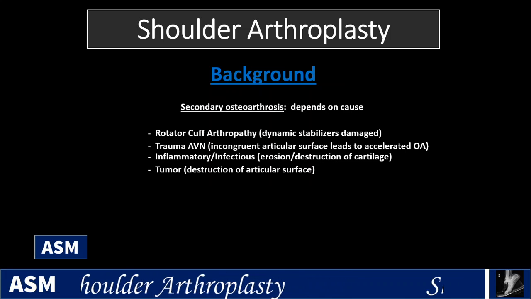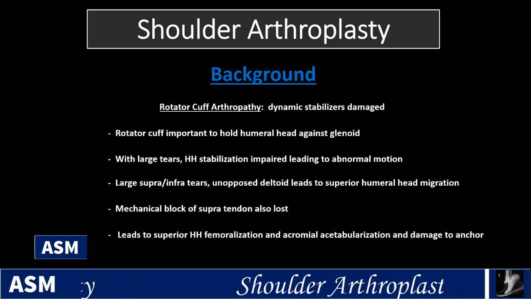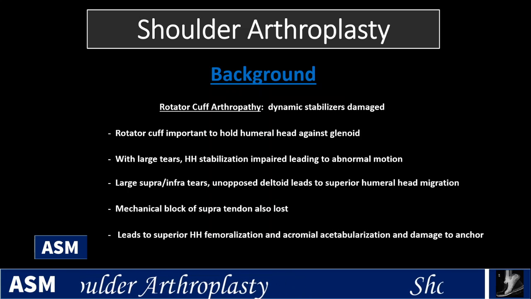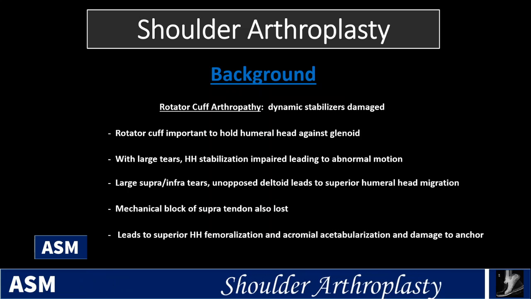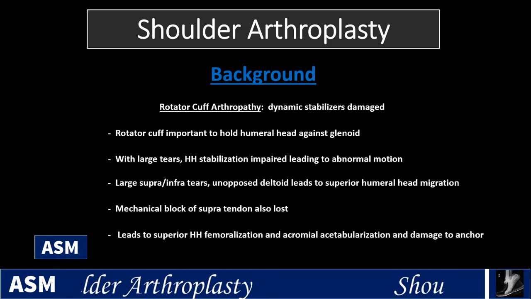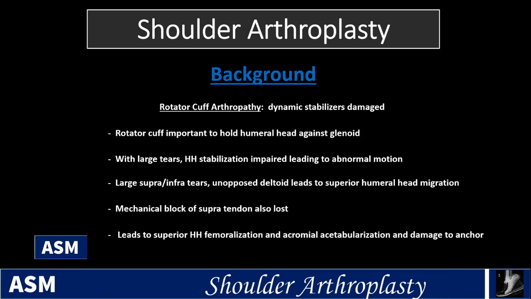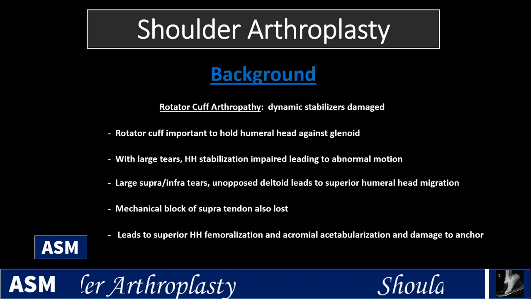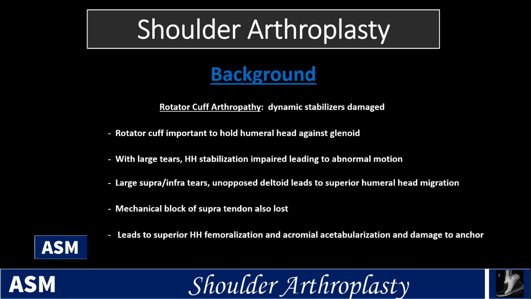So secondary osteoarthrosis, there are a number of causes. Rotator cuff arthropathy, so I kind of touched on this already, but the dynamic stabilizers are damaged. The rotator cuff is important to hold the humeral head against the glenoid, and with large tears, the stabilization is impaired, leading to abnormal motion. Large super and infra tears lead to unopposed deltoid function, superior humeral head migration, loss of the mechanical block of the supraspinatus between the acromion and the humeral head, and this leads to potential femoralization of the humeral head, where the interface between the humeral head and the tuberosities is worn down due to osteoarthritis, and it is likened to the top of the femur.